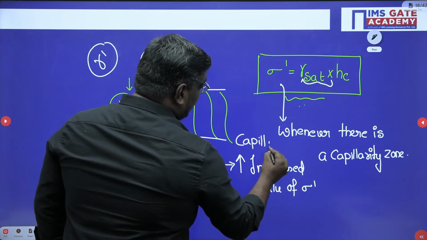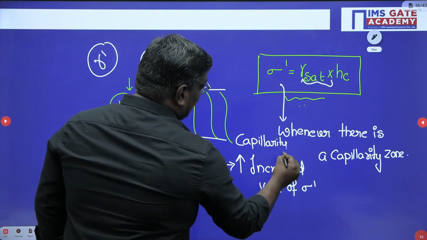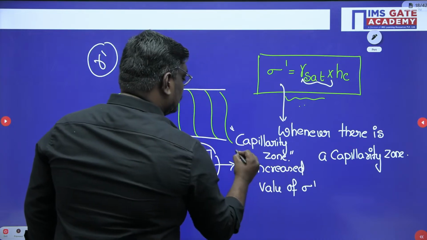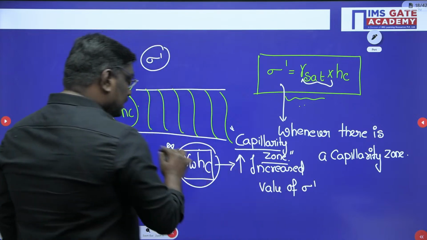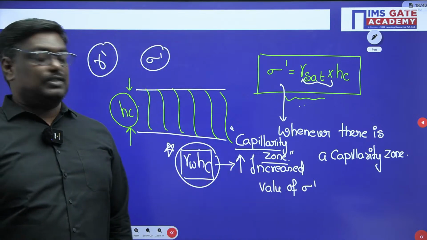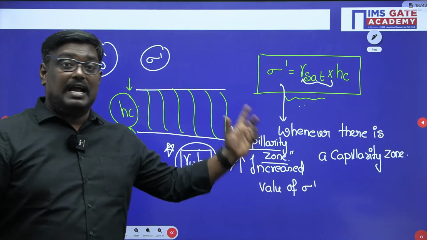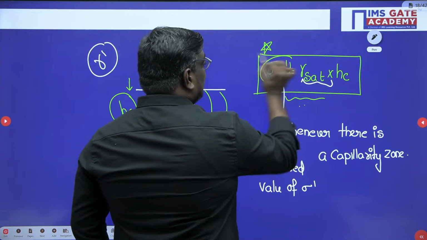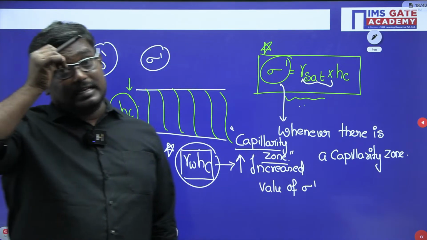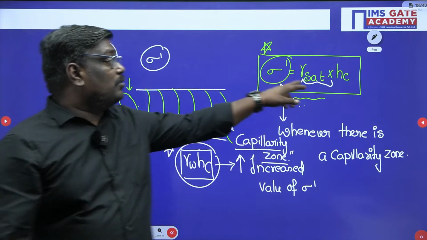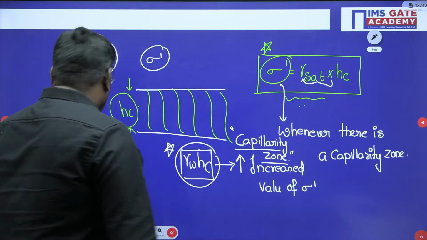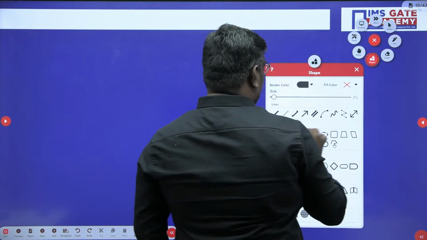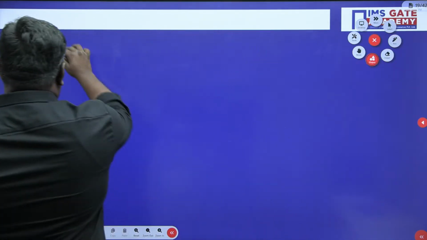When there is a capillarity zone, the increase in the effective stress is gamma W into Hc. And remember, my dear students, keep this in mind: in calculation of effective stress, whenever there is capillarity, you have to take gamma sat into Hc. So let me write the actual thing in a table kind of thing so that you get a better understanding, students.